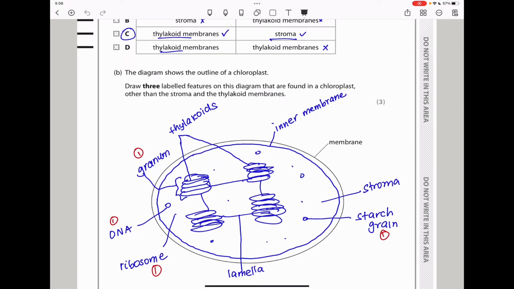So the things we were looking for were maybe the starch grain, the ribosome, the DNA, and the granum, because the rest were already given. They told you not to put them, they were not necessary. So with any 3 of these, you'd get the 3 marks you're looking for. I marked with specific marks, you can see that.